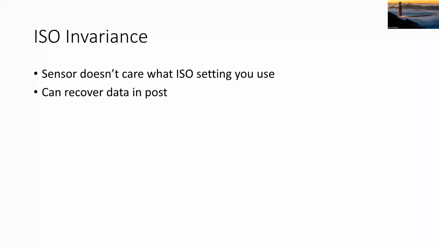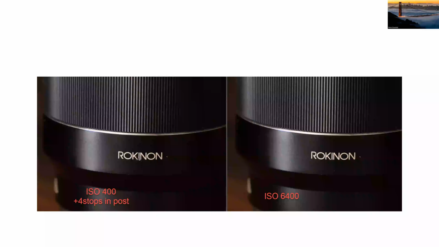So ISO invariance means that the sensor doesn't really care what ISO setting you use. You can recover that data in post instead of increasing the ISO in camera. So here on the left is an image that was taken at ISO 400 and increased 4 stops in post. And on the right side, you have an image that was taken at ISO 6400 in camera. And as you can see, there's almost no difference between them.